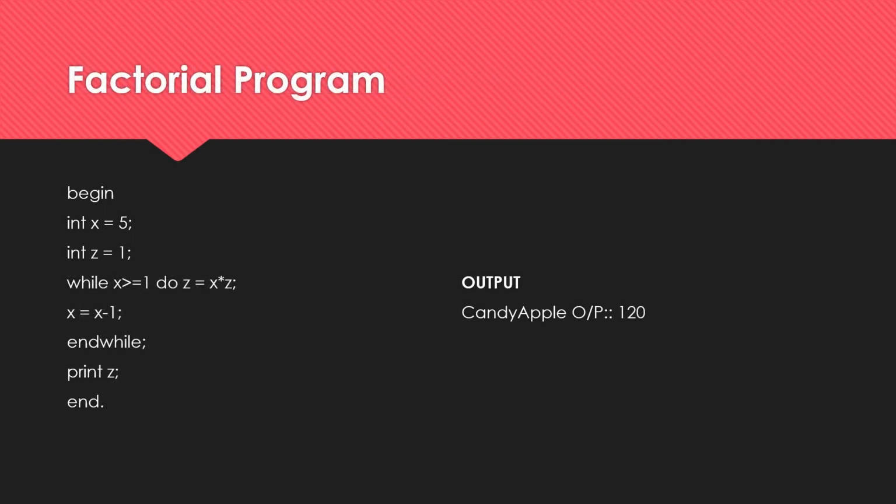Here we have the program to calculate the factorial of a number. Initially we declare integers x and z, and after that we run a while loop for condition x greater than equal to 1. In the while loop, it will keep multiplying the value of x to z, and when x is equal to 1, it will end the while loop and print the factorial of the number in the console.